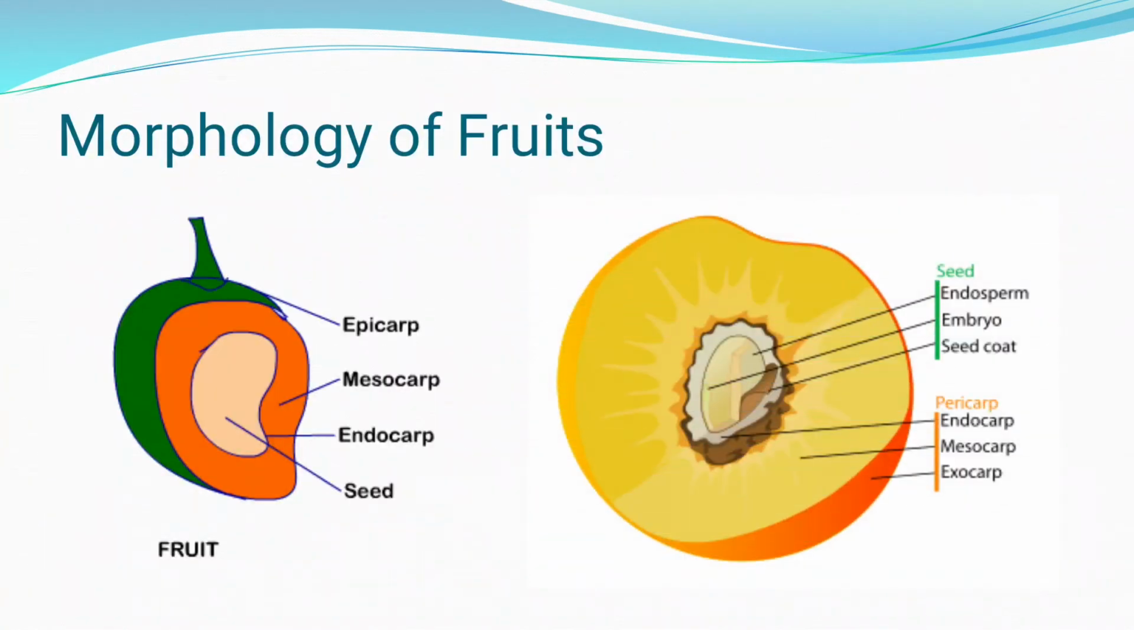Then the morphology of fruits. So there is a structure of mango and peach given. There are three basic important parts. The first is the epicarp, the middle is the mesocarp, and the inner portion having the seed covering is the endocarp, and at the center they have seeds. So epicarp, mesocarp and endocarp, these three are the layers of the fruit in the two fruits.